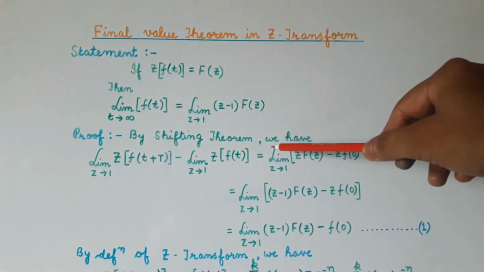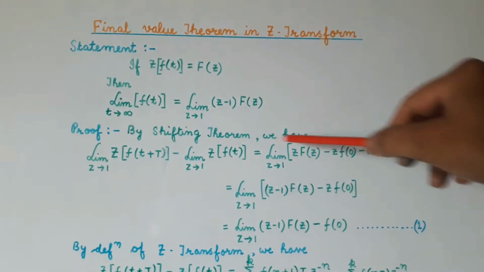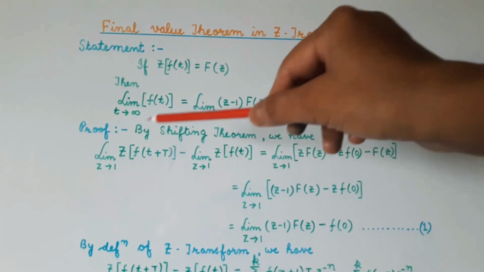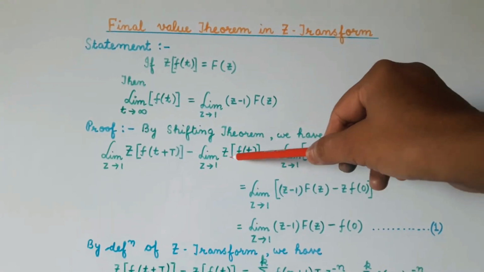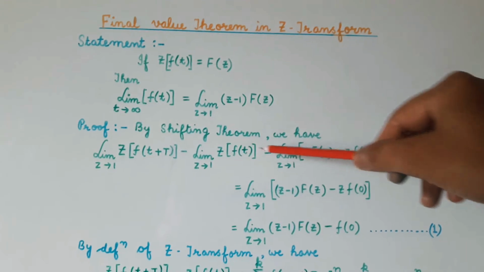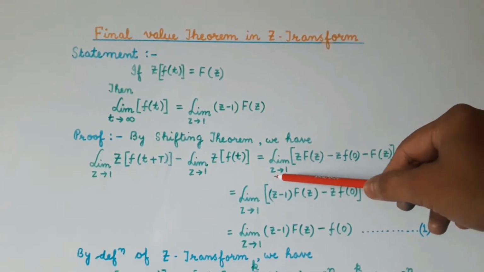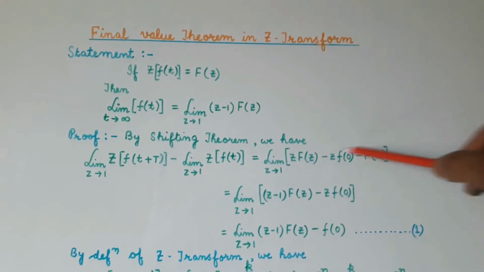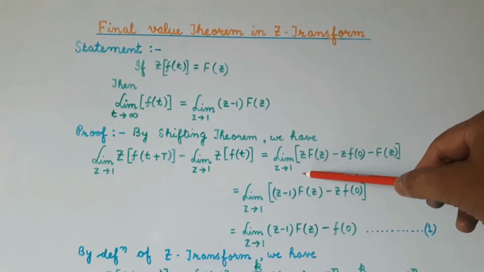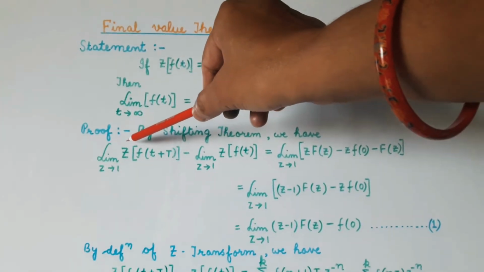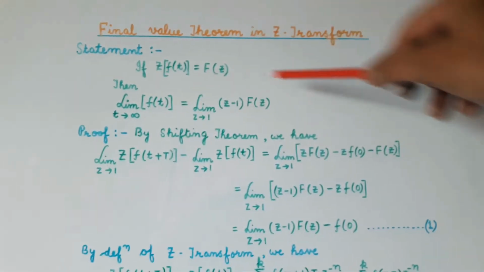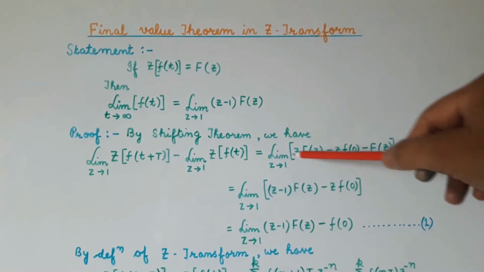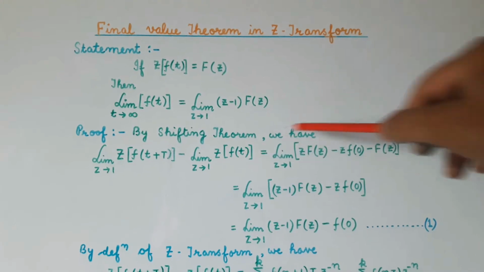By shifting theorem, we know that limit of z F(z) minus z f(0) minus F(z) when z tends to 1. We know that the Z transform of f(t plus T) is equal to z F(z) minus z f(0). This is the shifting theorem, and we also know that the Z transform of f(t) is F(z).